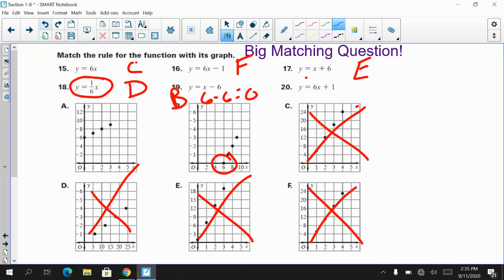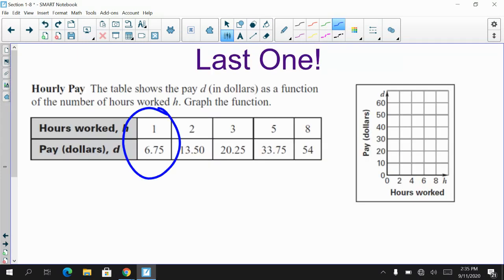So let's just go ahead and graph these. Let me go back here. So can I graph the point 1 and 6.75? Sure. It's going to be about right there. 2 and 13.5 will be about right there. 3 and 20 will be about right there. 5 and 33 is going to be right there. And 8 and 54 is going to be way up high. So I graph those functions. You can see those are going to make pretty close to a straight line. And nothing really to it. That one was pretty easy.